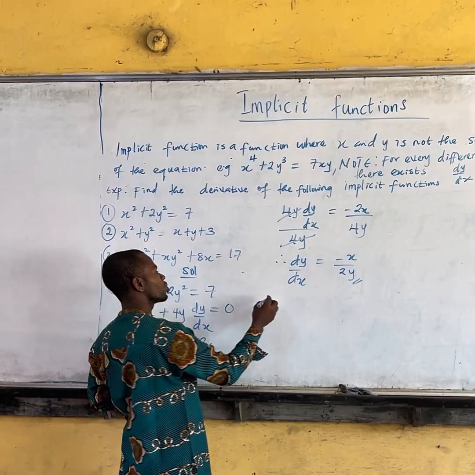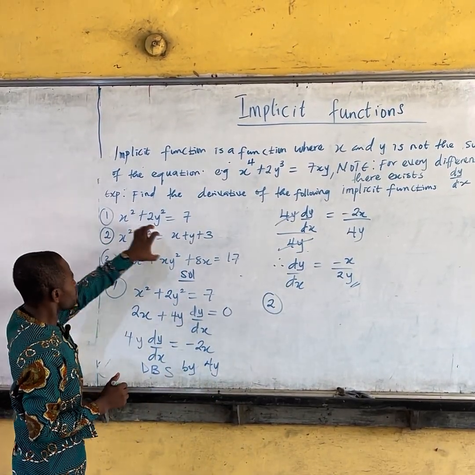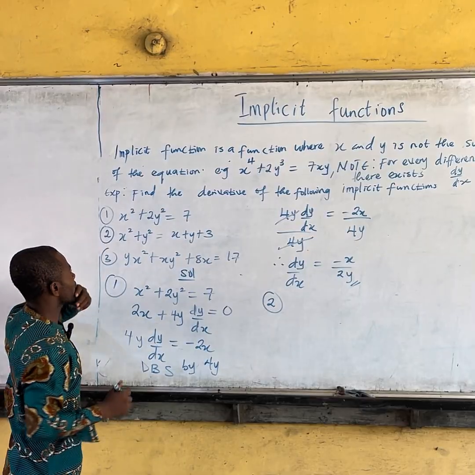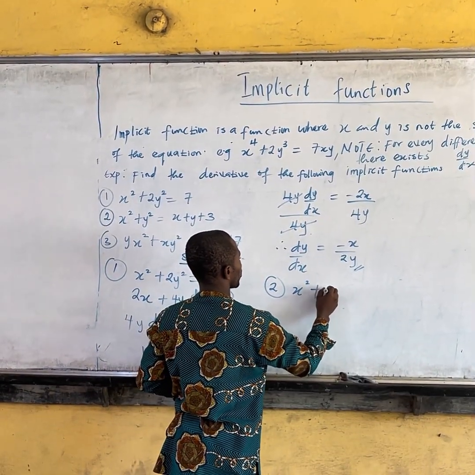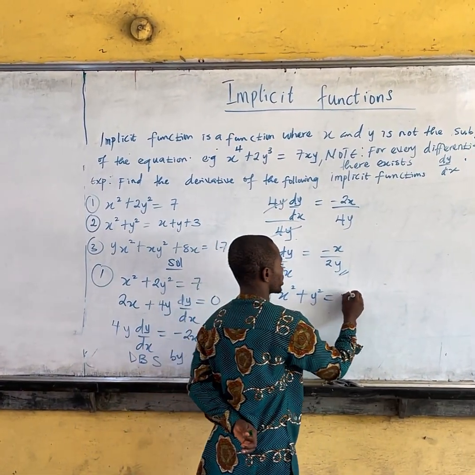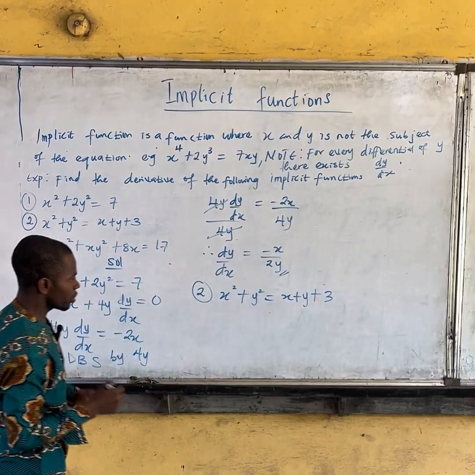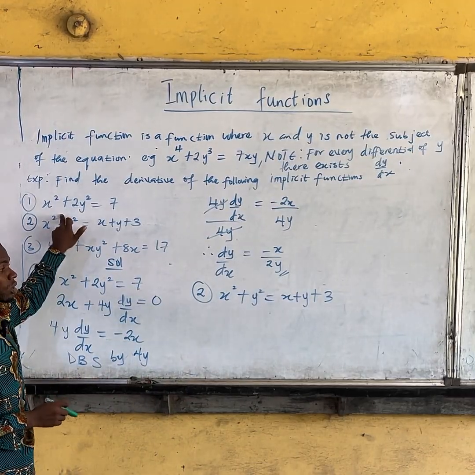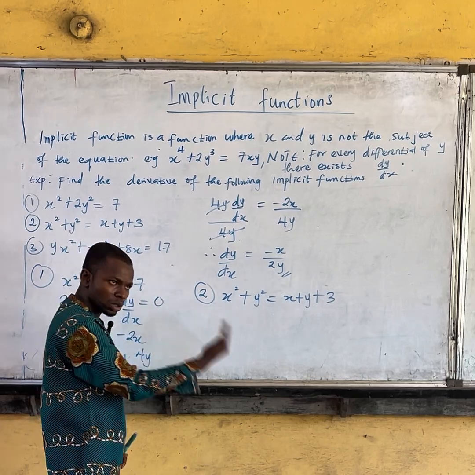For question 2, let's scrap it. It's very easy. So we are given x squared plus y squared equal to x plus y plus 3. Now, if you want to solve this kind of question, it's similar to the first question we solved, the same pattern. I will differentiate x, I will differentiate y.